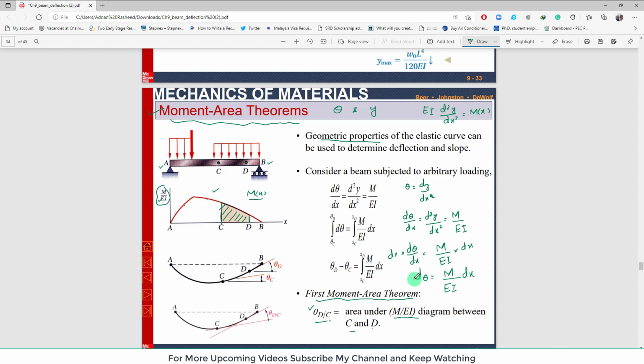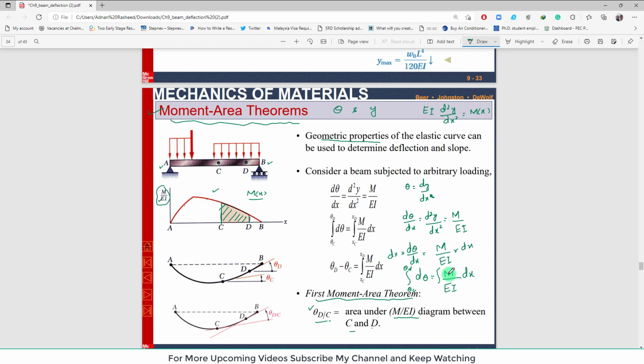So if you integrate it, for integrations you have to define two specific points where you are interested to find out the slope. So again, if you integrate both sides, I have mentioned this as point C and point D. So you will have theta C to theta D. Rest, you can take different points as well in order to find the slope.